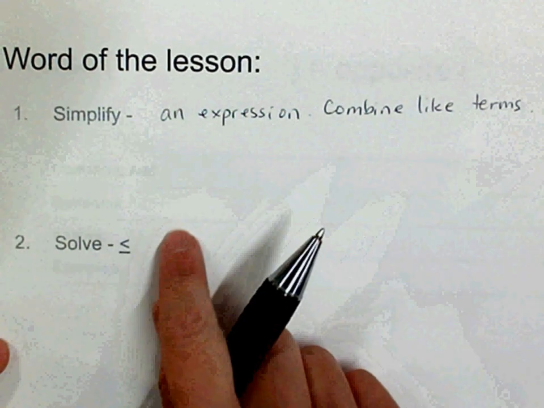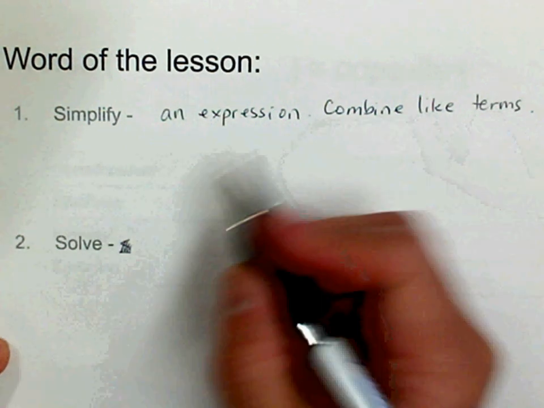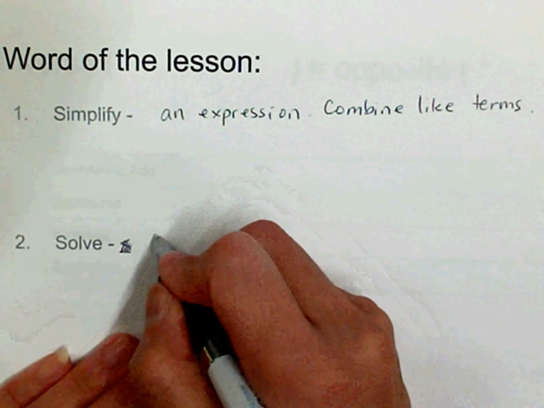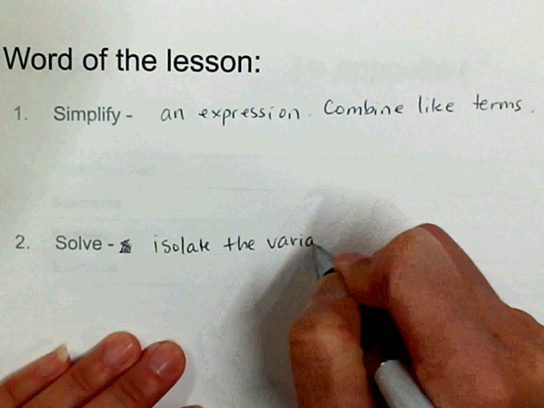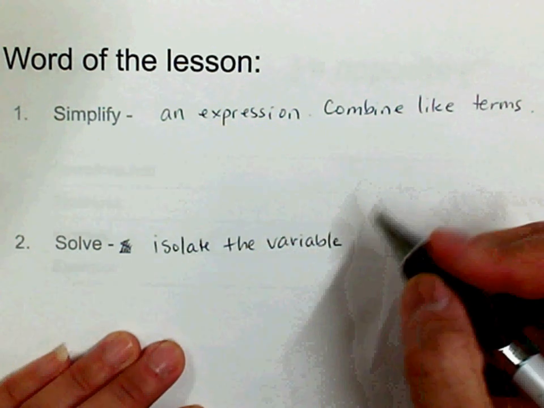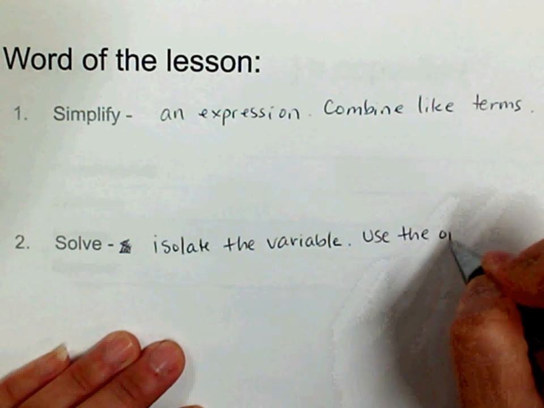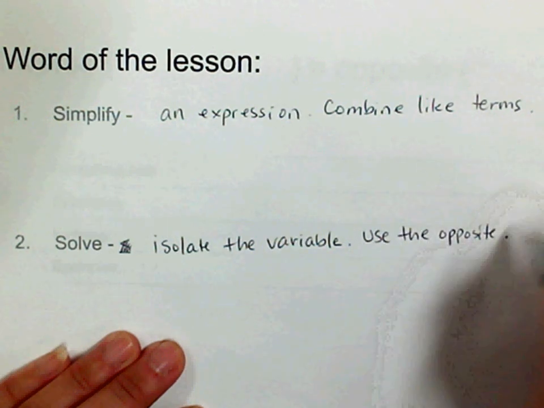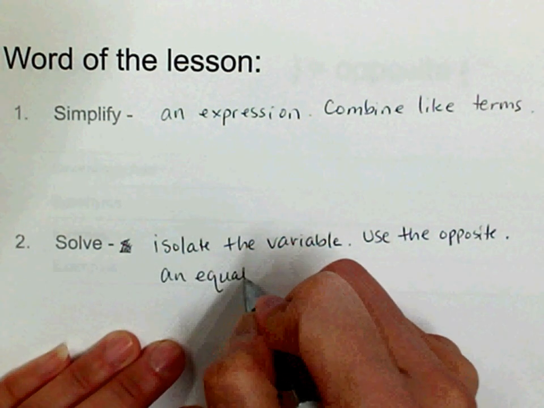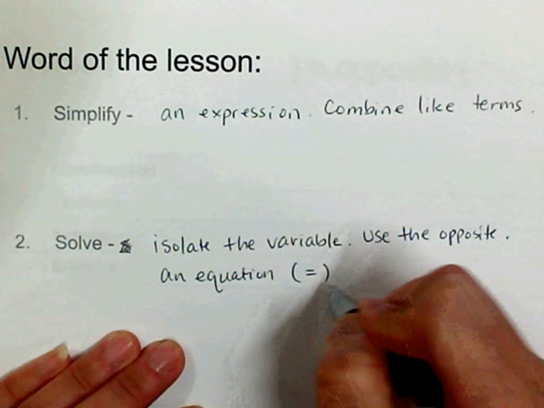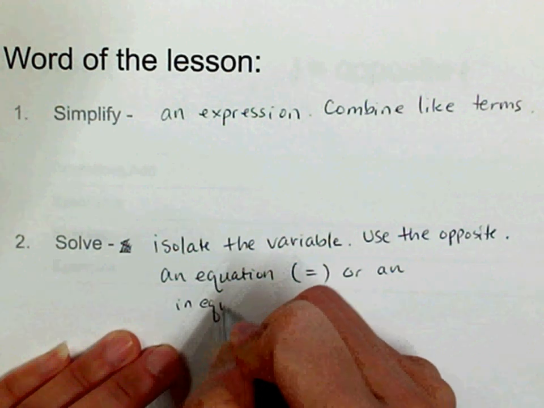All right. The word right here is the word solve. The word solve is to where you want to isolate the variable. Remember what the word variable means? It means just a letter. And what you do is you will use the opposite, okay? In order to solve, it has to be an equation. And how do you know it's an equation? It has an equal sign or an inequality.